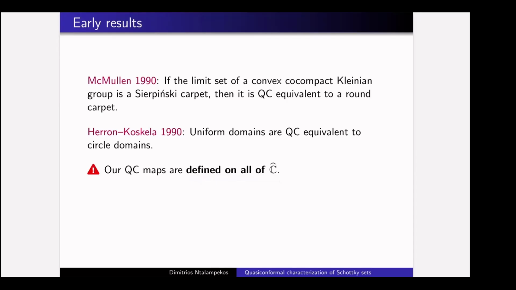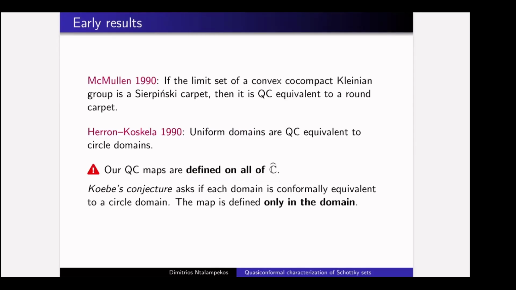Okay, there's a related problem, which is Koebe's conjecture. It asks if we can map a domain in the sphere conformally to a circle domain. But in that problem, the maps are defined only in the domain, so they don't have a nice behavior as we approach the boundary. Instead, our maps are defined in the entire sphere, so they have nice behavior at the boundary of a domain, at the complement as well. Okay, so this is something to keep in mind. So we're not going to talk about problems of this type today.